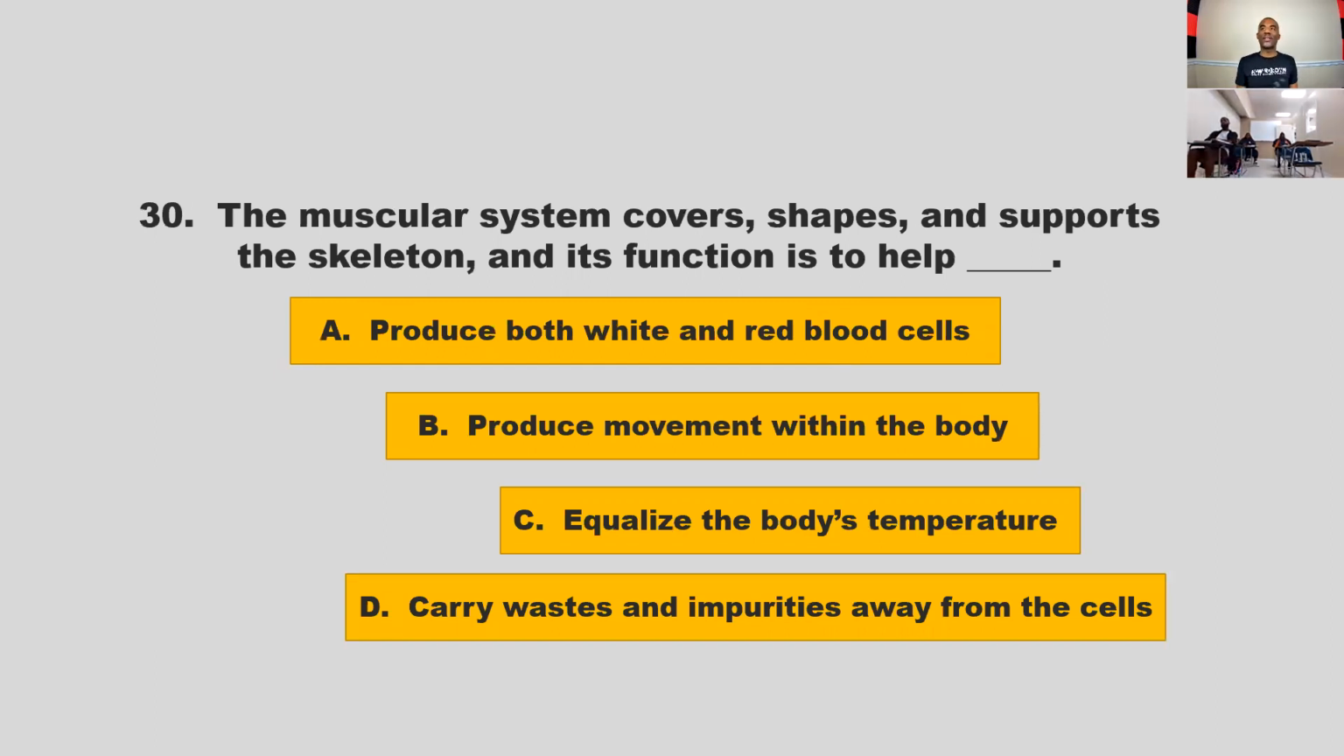The muscular system covers, shapes, and supports the skeleton, and its function is to help. Is it produce both white and red blood cells? Is it to produce movement within the body? Is it to equalize the body's temperature? Or is it to carry waste and impurities away from the cells? B. That is correct. Produce movement in the body.